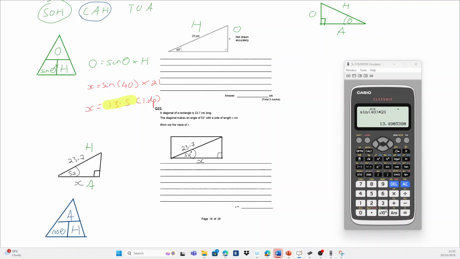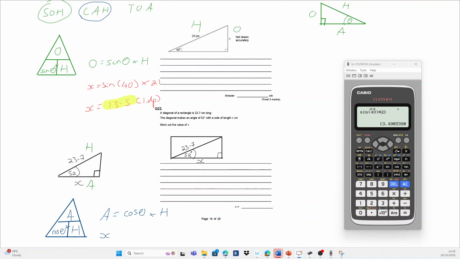Now, on this triangle, we're trying to find this value of x here, which is the adjacent side. So this time, you put your finger over the A, and you say that A is going to be equal to, so cover it up using the equation triangle, cos theta times the hypotenuse. And then you just substitute in your values. A is equal to x.